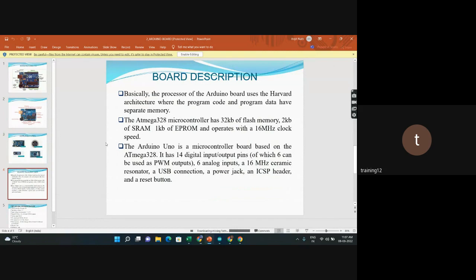I have discussed many things there. It has a power jack, reset button, everything, and it contains everything needed to support the microcontroller. Simply connect it to a computer with a USB cable, or power it with an AC to DC adapter or battery to get started. I have already discussed this.